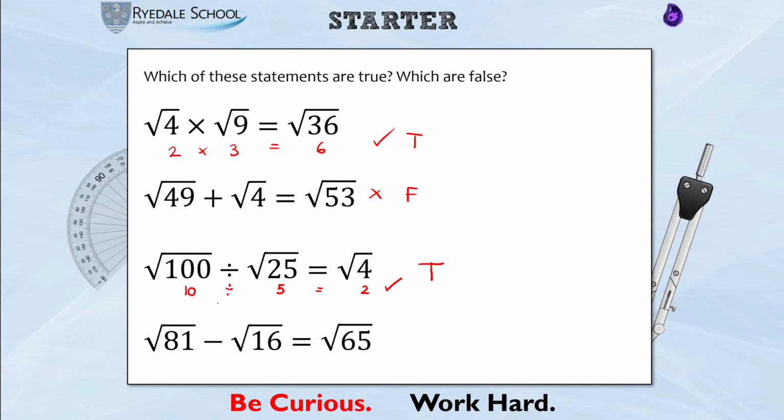Let's have a look at this subtraction. Square root of 81 is 9. Square root of 16 is 4. Square root of 65, well, that's almost 8, because the square root of 64 is 8. But 9 take away 4 definitely isn't 8. So this one is false. So although 81 take away 16 is 65, the square root of 81 take away the square root of 16 isn't the square root of 65. So it isn't seeming to work for addition or subtraction, but this idea did work for multiplication and division.